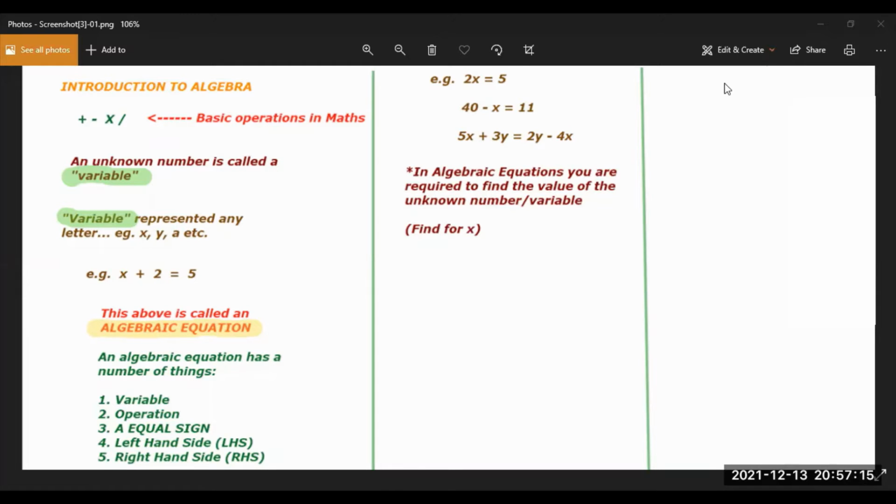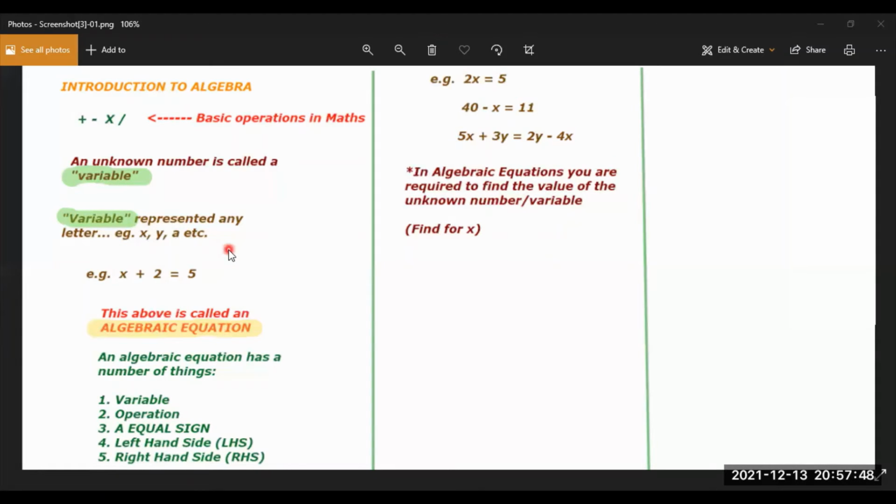So today we are looking at the introduction to Algebra. Some basic things that a lot of students tend to forget or not notice is the basic operations in math. Algebra consists of these operations: addition, subtraction, multiplication, and division. It also consists of an unknown number, which is called a variable. A variable is represented by any letter, X, Y, A, B, C, D, whatever letter, right? Sometimes they like to use Greek letters.